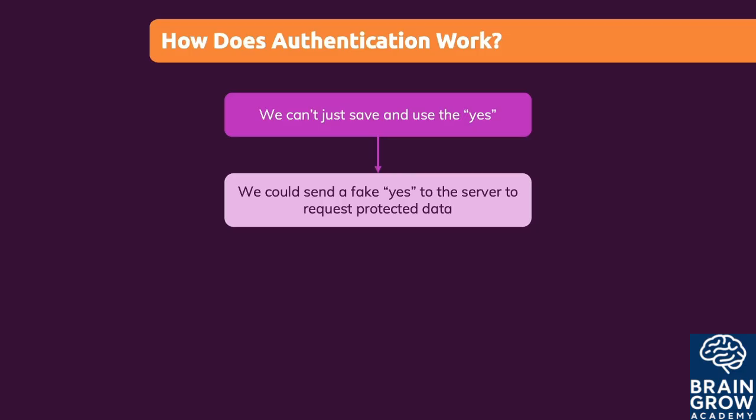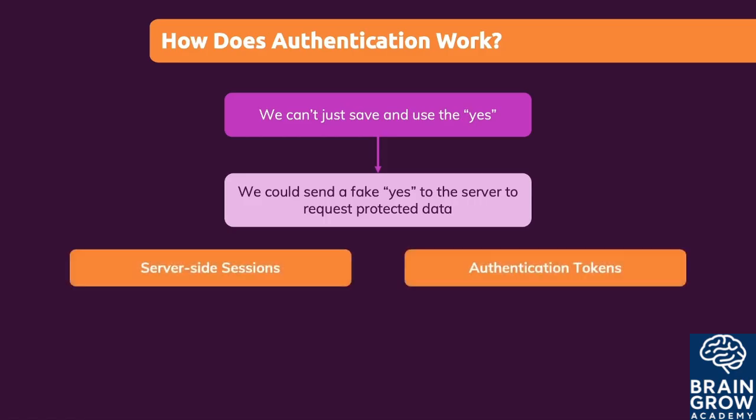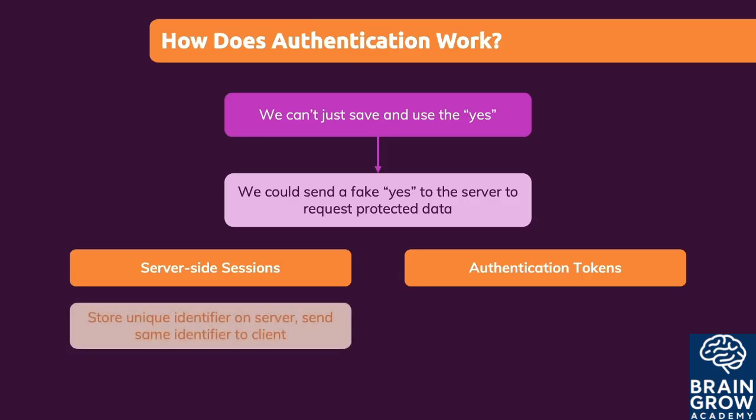And for this, we got two main mechanisms. We got server-side sessions and authentication tokens. Now, these are two common approaches for solving this problem of unfakeable permissions. The concept of server-side sessions works such that we store some unique identifier on a server. So we generate some session ID, which is unique, and we store that on the server, for example, in a database, and we send that same identifier to the client that sent us the credentials.